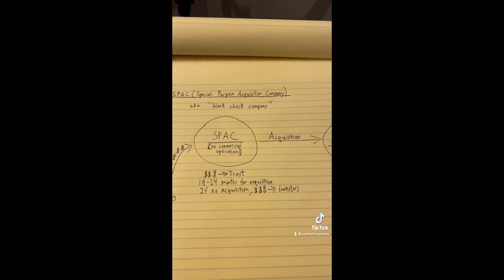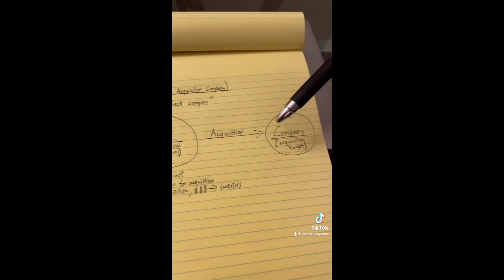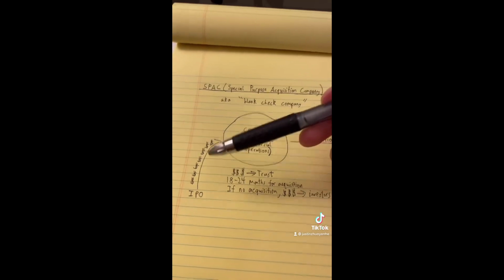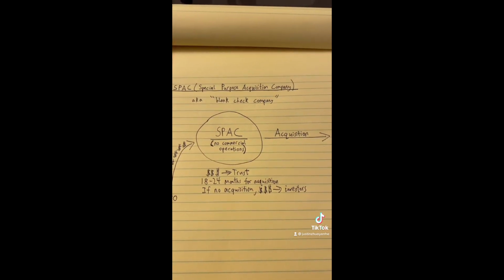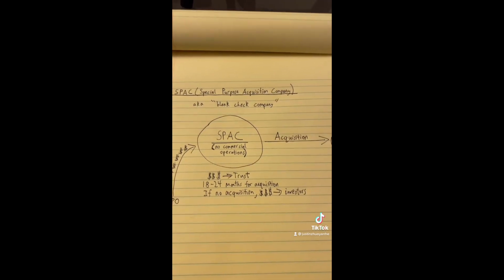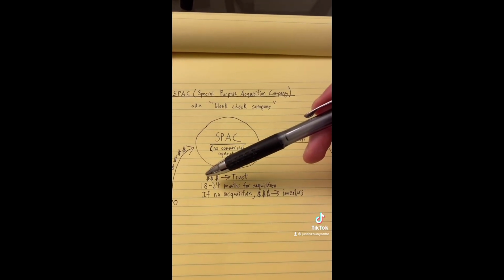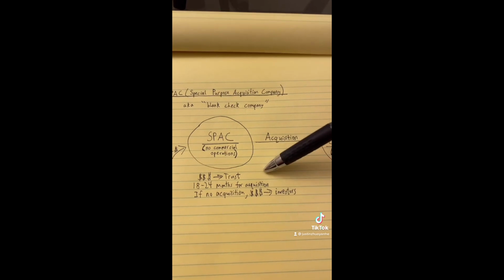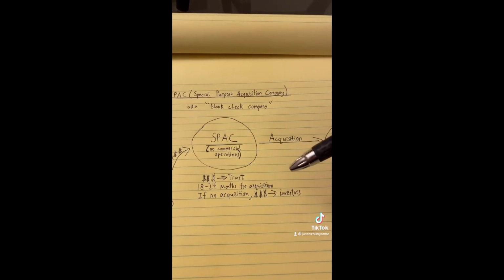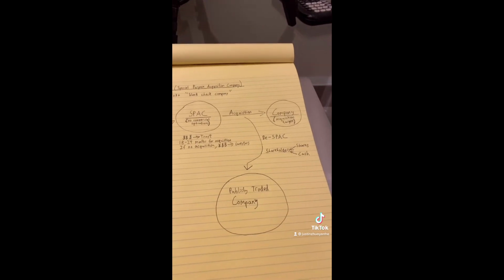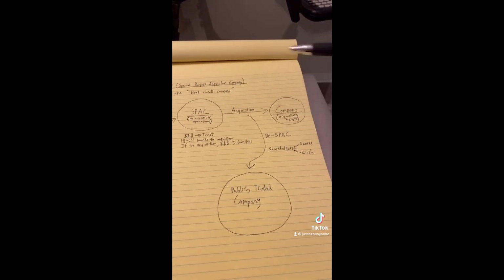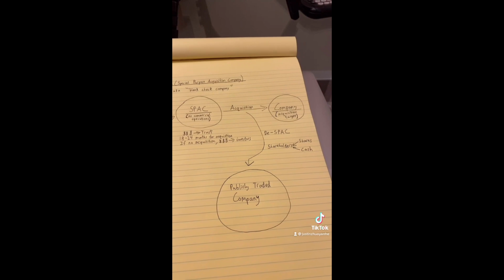So what happens if the SPAC does not identify an acquisition target? Well, the money that investors put in is put into a trust, and the trust can invest in stocks, commodities to grow that money. And usually there's a deadline of 18 to 24 months for the acquisition, and if there is no acquisition, the money is returned to the investors. But if there is an acquisition, the SPAC and the company merge to form a publicly traded company.